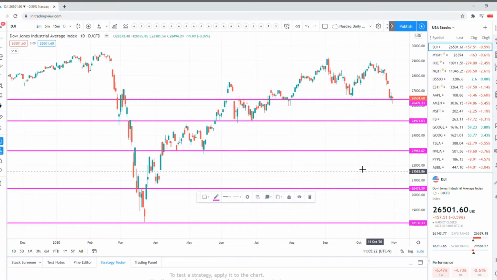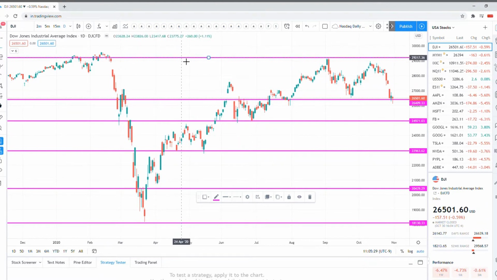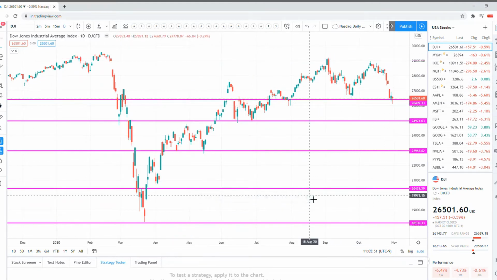For the resistance, the main resistance which the index is facing is probably this one. It tried to break it earlier, couldn't break. It tried to break it over here, couldn't break, couldn't sustain, fell. Same thing, it's trying to break over here. It tried, but it couldn't do it, and it's reversing near the resistance. So these are the very important levels of Dow Jones Index, and they should help you out when you're trading.